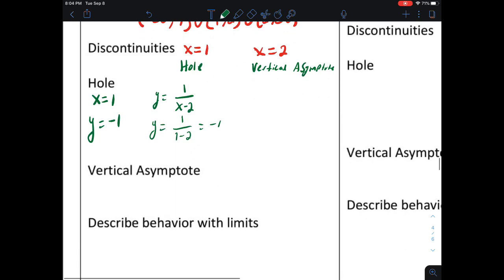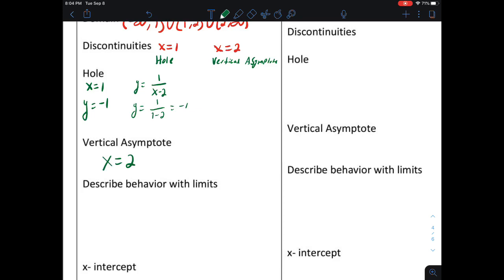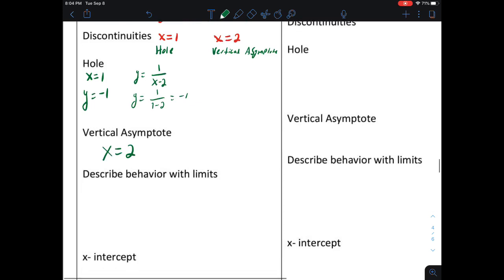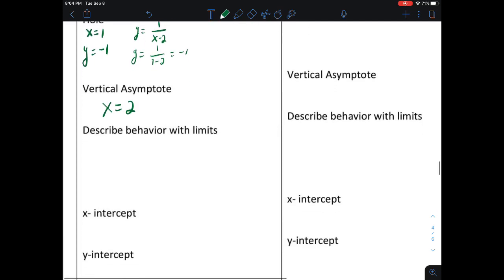Right? Vertical asymptote we already identified. We have a vertical asymptote at x is equal to 2. And we want to describe the behavior of the function around that x value using limits. Well, I save all the end behavior, and the behavior around an asymptote, for the very end, because after I get my graph it kind of helps me.